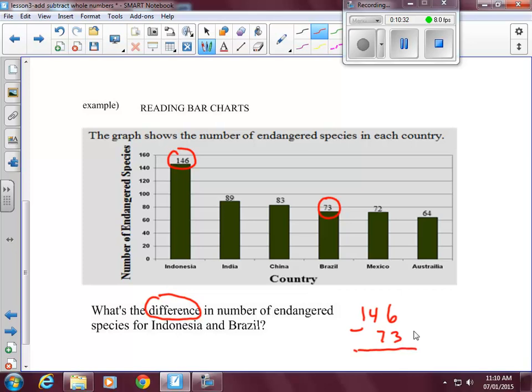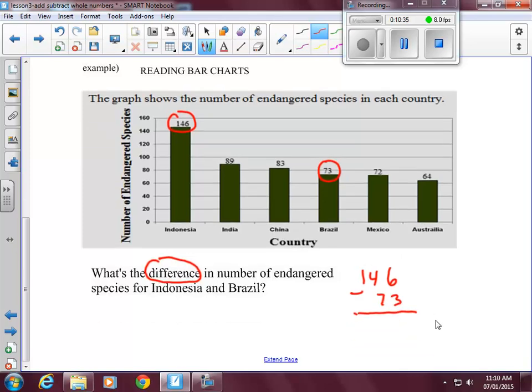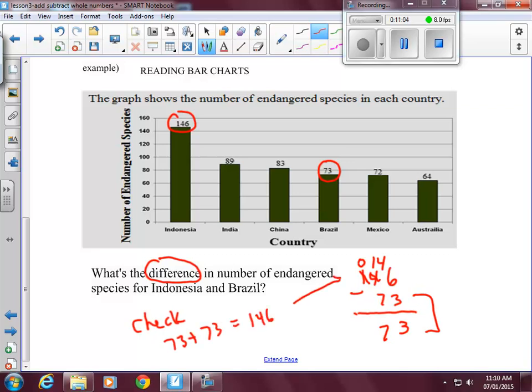Now everybody was trained to subtract differently depending on what country you're from, but here we borrow. So 6 minus 3 is 3. 4 subtract 7, you can't, so you're going to borrow from this guy. And that's going to become a 14. And 14 minus 7, you're borrowing 10. So that becomes 14 minus 7 is 7. And the nice thing about subtraction is you can check your answer by taking 73 plus 73 and seeing that you get back to 146. Okay?